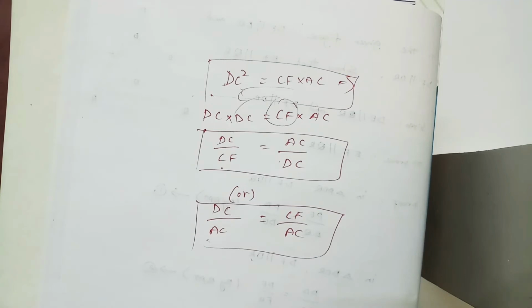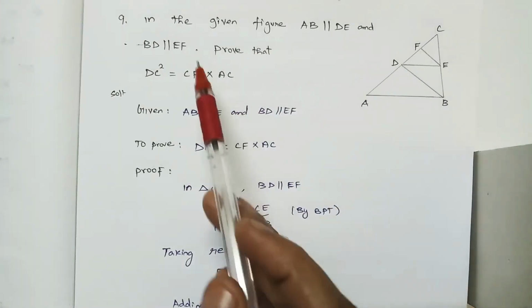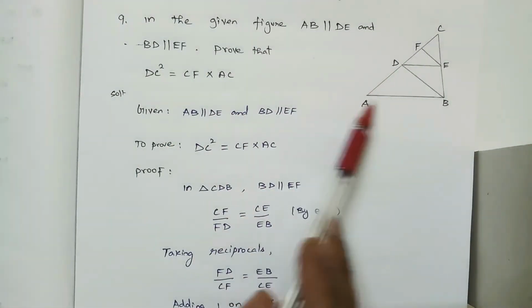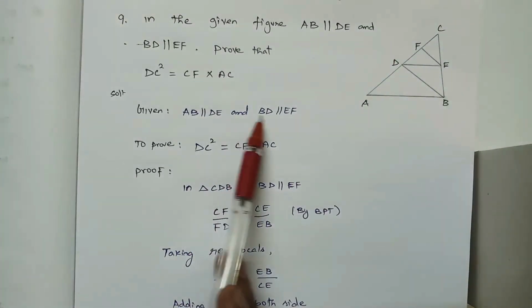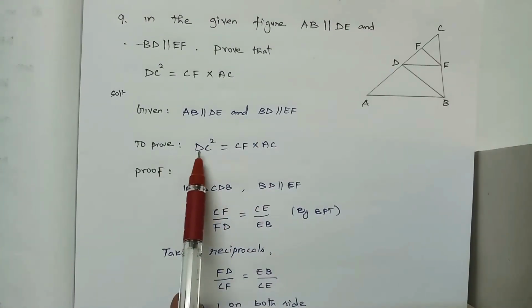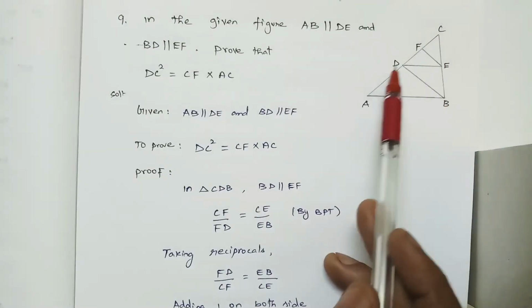First see the diagram: how we are going to prove it and which triangles we want to take. By seeing the diagram itself, we have to come to the conclusion. Given AB is parallel to DE and BD is parallel to FE, and we want to prove that DC square equals CF into AC. First I am choosing the triangle CDB.